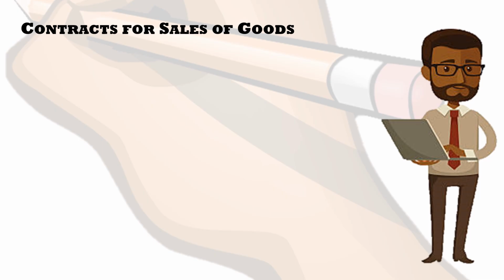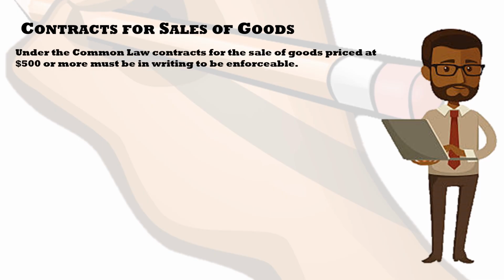Contracts for the sale of goods. Under the common law, contracts for the sale of goods priced at $500 or more must be in writing to be enforceable.